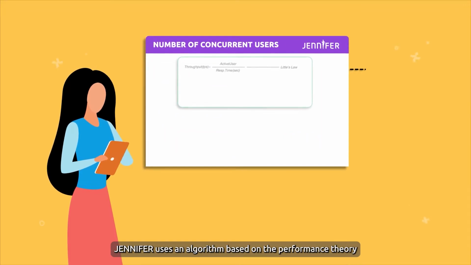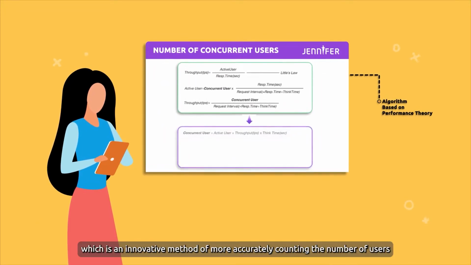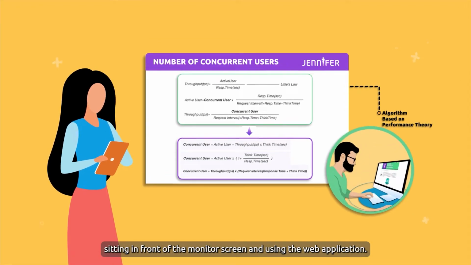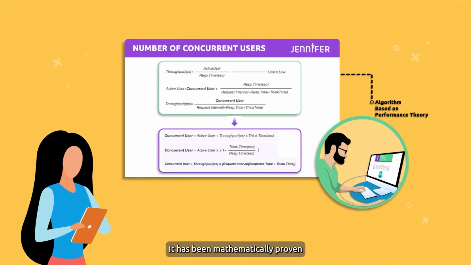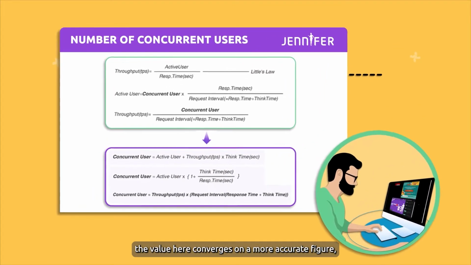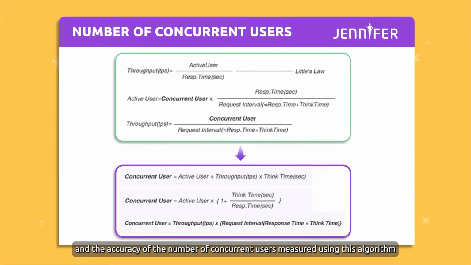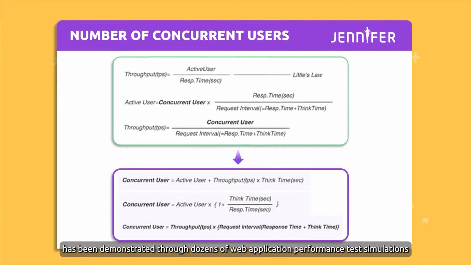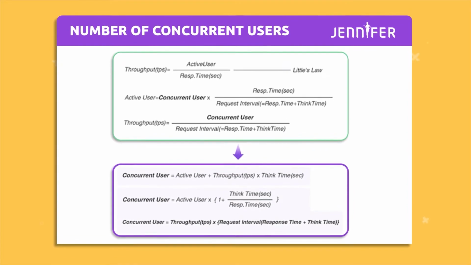Jennifer uses an algorithm based on the performance theory to measure the number of concurrent users, which is an innovative method of more accurately counting the number of users sitting in front of the monitor screen and using the web application. It has been mathematically proven that as the throughput of a web application becomes higher, the value here converges on a more accurate figure, and the accuracy of the number of concurrent users measured using this algorithm has been demonstrated through dozens of web application performance test simulations and the monitoring on the actual operating system.